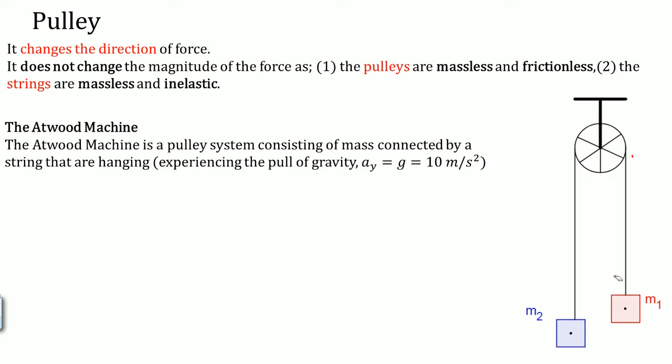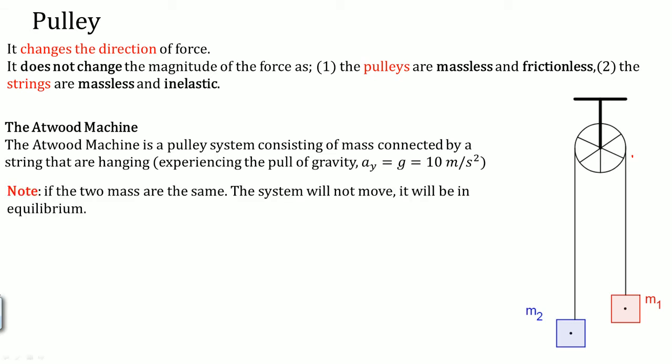So if you look at this example, the 2 blocks here are experiencing the gravitational pull vertically at 10 meters per second squared. A couple of notes. One, if these 2 masses are the same, like mass is equal to 5 kilograms here and mass is equal to 5 kilograms here, they're going to be essentially balanced because it's in equilibrium.